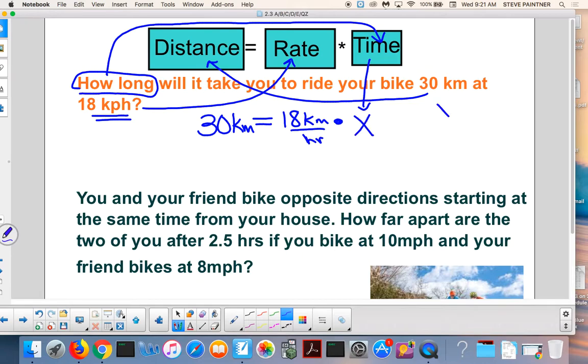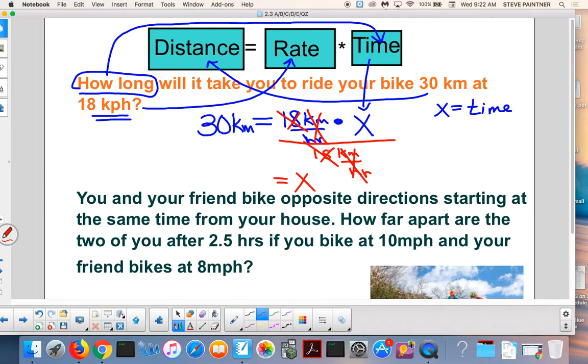You might want to say X equals the time. Not "times," I don't know why I put times. Just time. Now, how do you solve it? It's a really simple equation. How do we solve for X? Divide by 18 kilometers per hour. Look at the units: kilometer per hour, kilometer per hour. Those cancel. 18 cancels, and you get X.